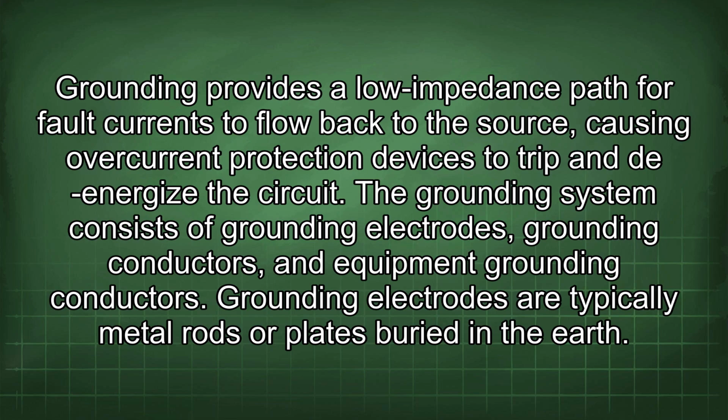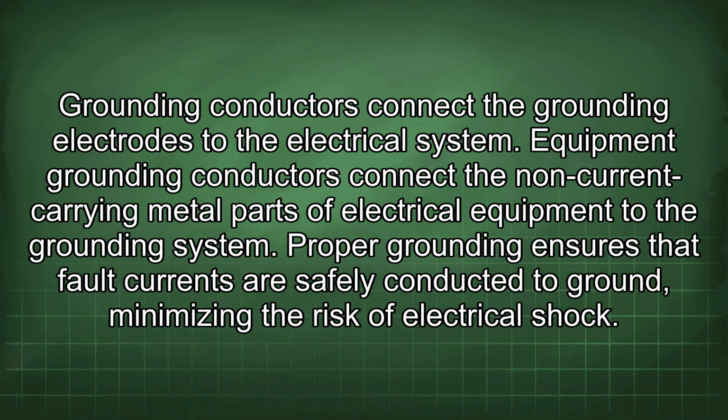Grounding electrodes are typically metal rods or plates buried in the earth. Grounding conductors connect the grounding electrodes to the electrical system. Equipment grounding conductors connect the non-current carrying metal parts of electrical equipment to the grounding system. Proper grounding ensures that fault currents are safely conducted to ground, minimizing the risk of electrical shock.